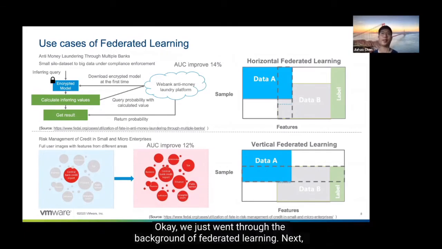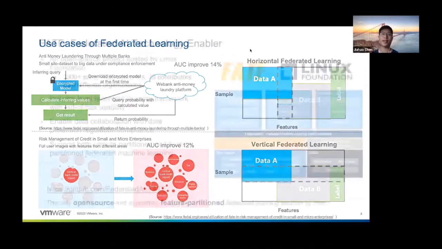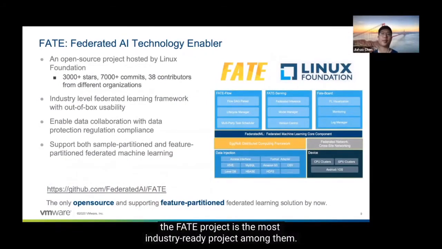Okay, we just ran through the background of federated learning. Next, we will focus on the implementation. Currently, there are several available projects in this area. For example, FATE, PySyft from OpenMined, and TensorFlow Federated from Google. However, the FATE project is the most industry-ready project among them.